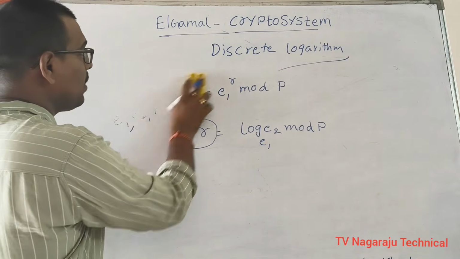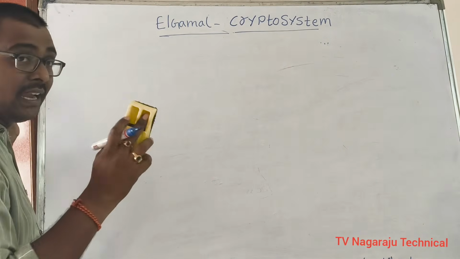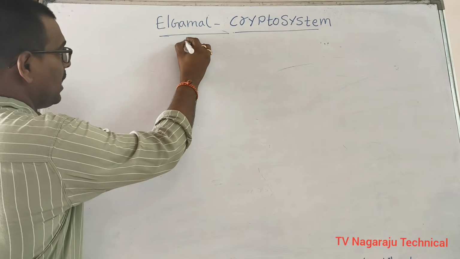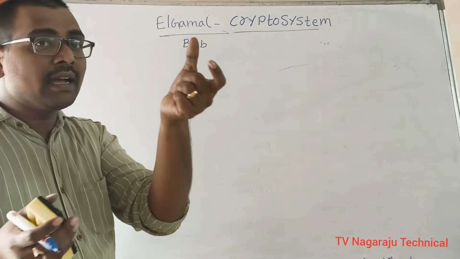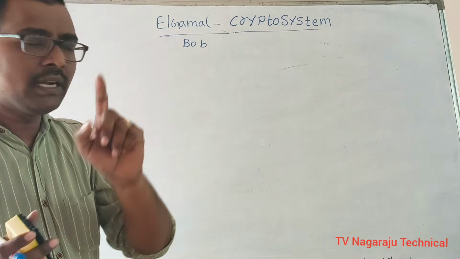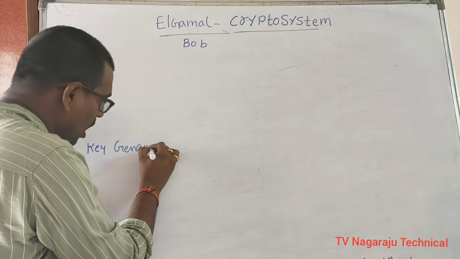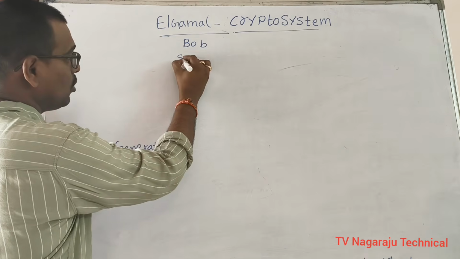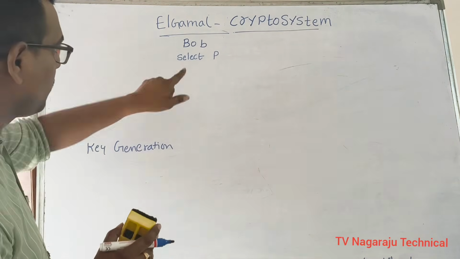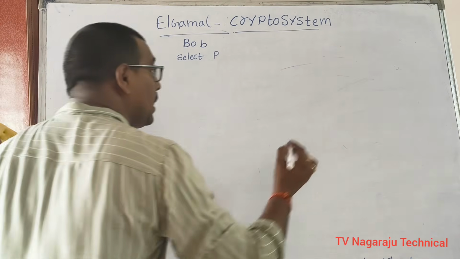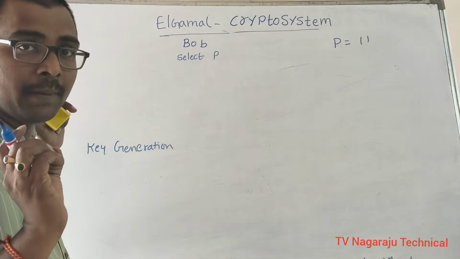Now, how is ElGamal cryptography performed? What is the procedure to generate the keys, encryption and decryption? Assume Bob is the receiver. Before the message is encrypted, first the keys are generated by Bob. What is the first step? The first thing is key generation. How are the keys generated? First, he simply selects a large prime number P. Let us consider an example: Bob selects a large prime number P, assume P is equal to 11. It is a prime number.